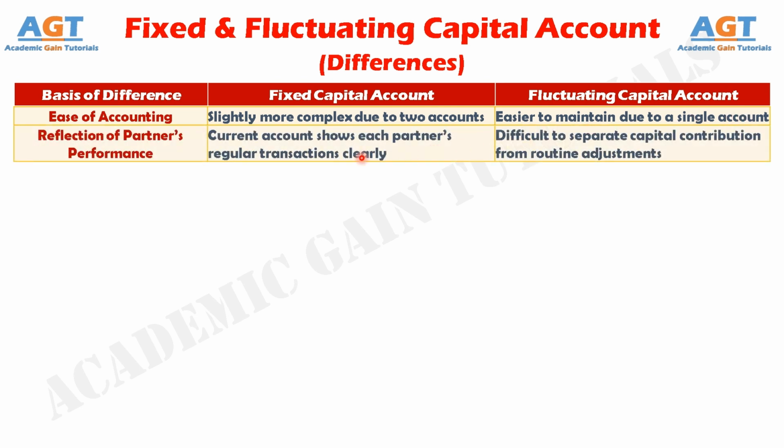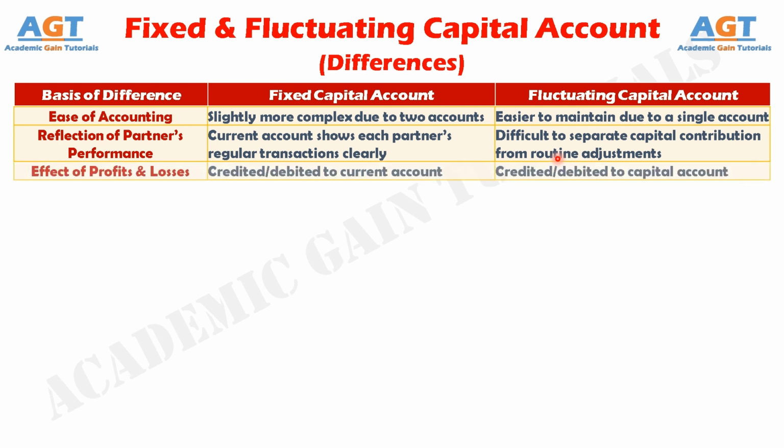Number 11. In the fixed method, a partner's performance and routine transactions are separately visible through the current account, whereas in the fluctuating method, these are mixed together in the capital account. And difference number 12. In the fixed capital method, profits and losses are transferred to the current account, whereas in the fluctuating method, they are transferred directly to the capital account. So, these are the differences between fixed capital account and fluctuating capital account.